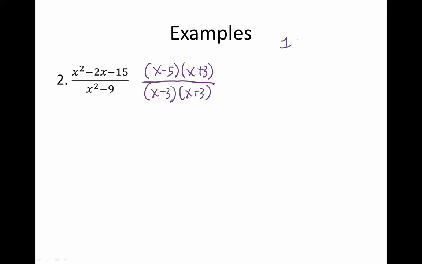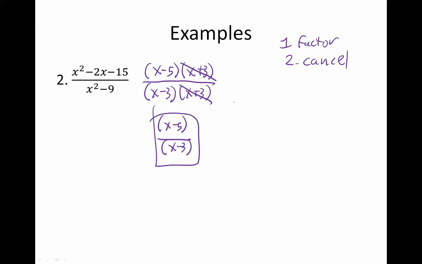So we factored everything, right? That was our first thing to do, which is factor. And then our second thing to do is to cancel. Notice that there's an x plus 3 in the numerator and the denominator. So those can cancel. So my final simplified answer is x minus 5 over x minus 3. So when simplifying a rational function, you need to factor everything and then cancel out any common terms from the numerator and denominator.